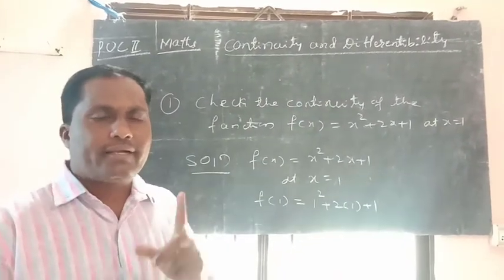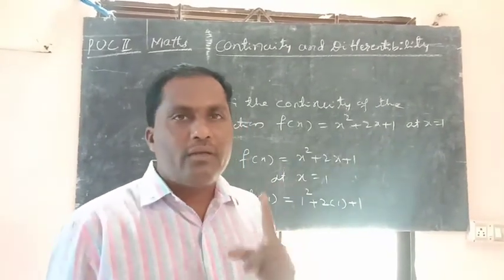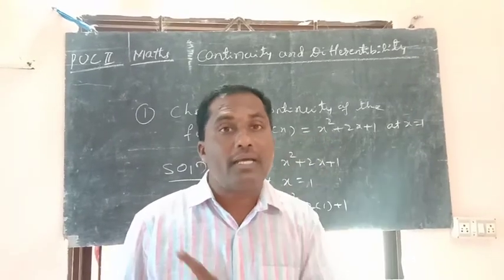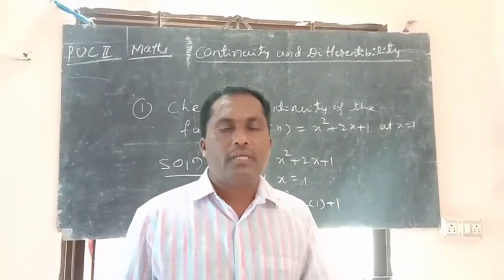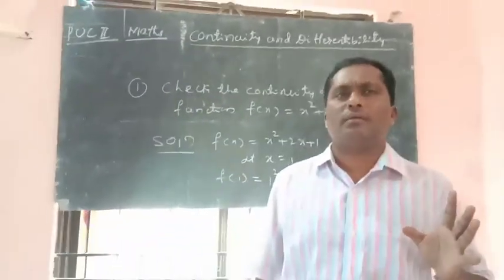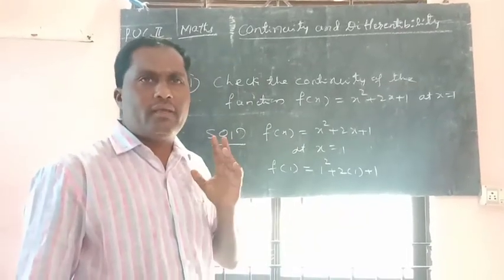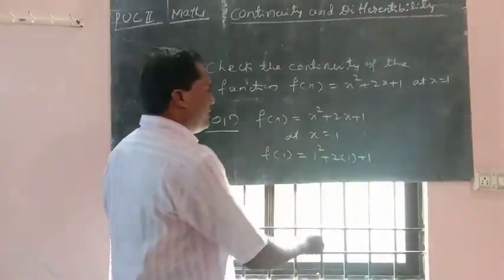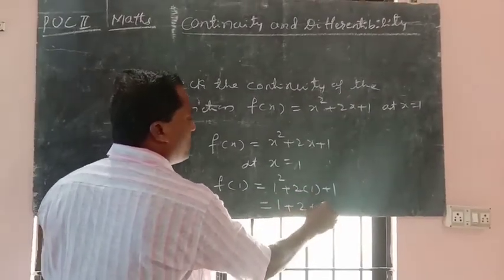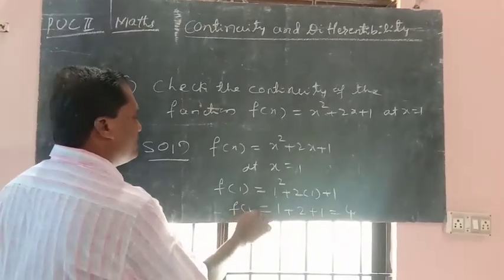According to the blueprint of this chapter, 19 to 20 marks are available in the annual examination. Remember, in this chapter the 4 mark and 5 mark questions are compulsory to solve, so that you can score in the examination. Remember, this is a very important chapter. So what is that? 1 square is 1, plus 2 into 1 is 2, plus 1, total is 4. So f of 1 is 4.